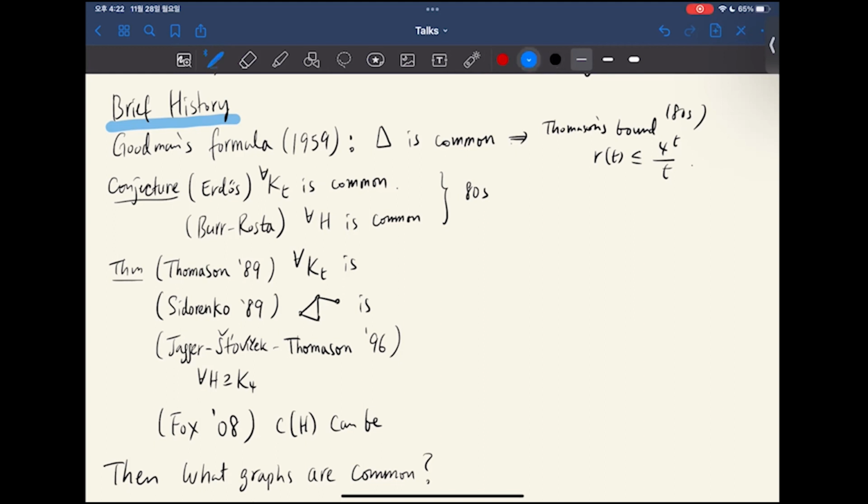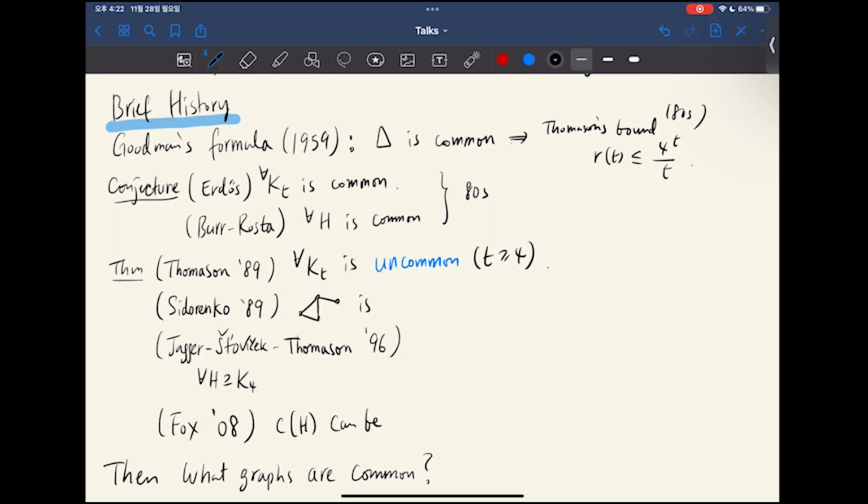So what Thomason proved is that any K_T is uncommon for any T at least 4. Somehow the edges and triangles were special. Any clique larger than these two is uncommon, which means there are worse examples than the random coloring, which avoids making too many monochromatic copies of a clique.